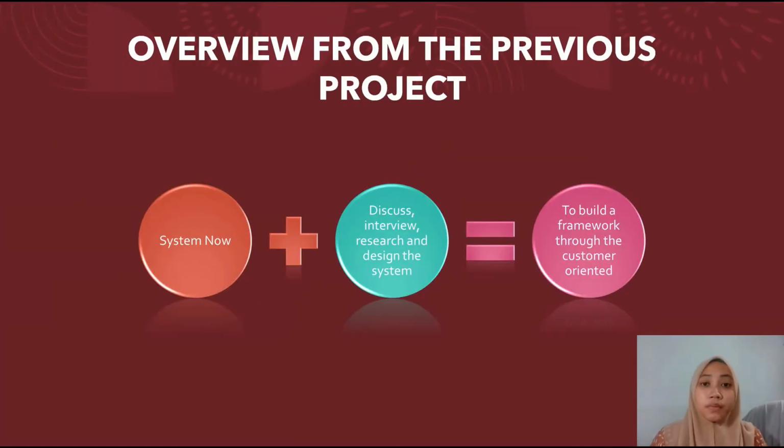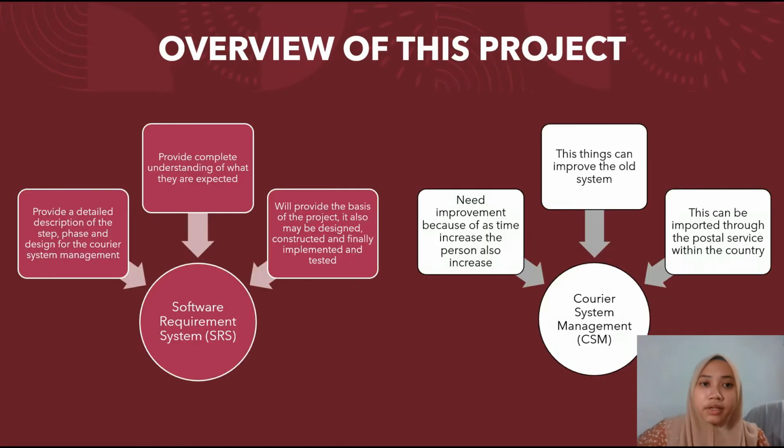Okay, for the overview from the previous project, it is the current system. Through discussion, interviews, research, and design, we can build a framework that is customer oriented. For the overview of this project, there are two parts. The first is the software requirement specification, SRS. First, we provide a detailed description of the steps, phases and design for the courier system management. Number 2 is to provide a complete understanding of what is expected. Number 3 is to provide the basis of the project, which will also design, construct, and finally implement and test.